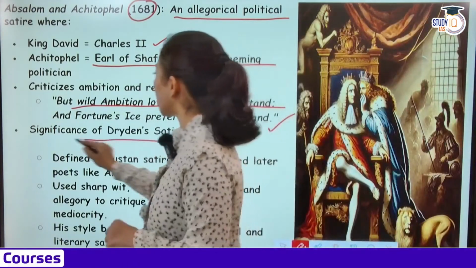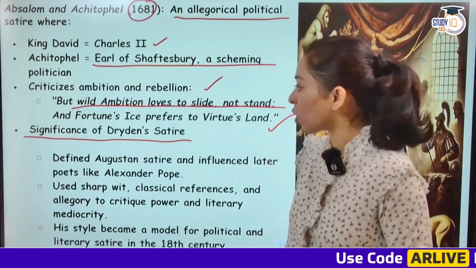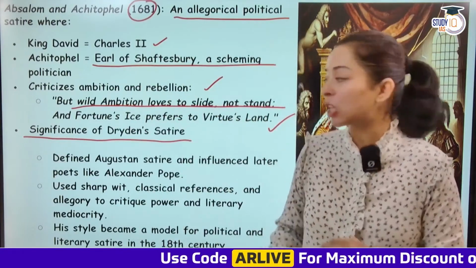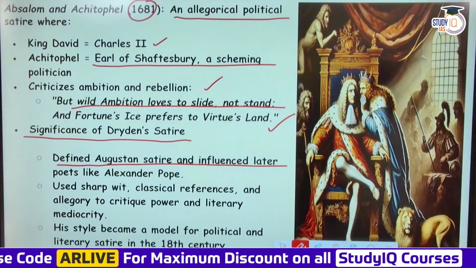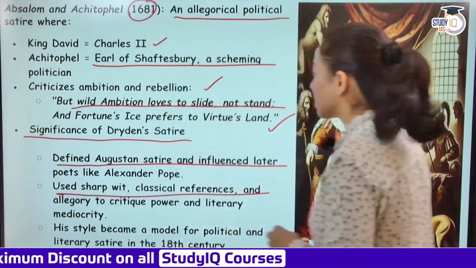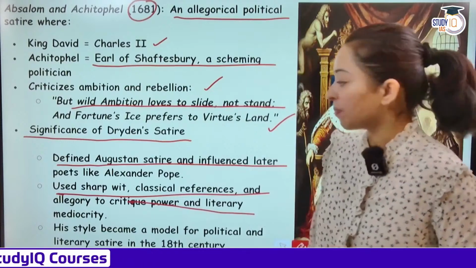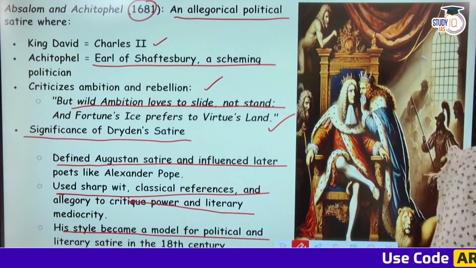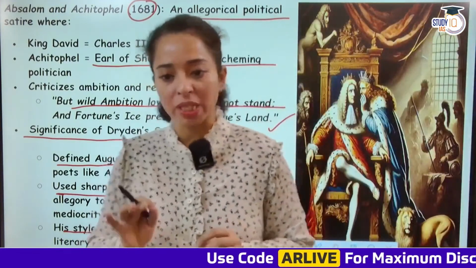Okay, significance of Dryden satire. So these are there. Now, why is Dryden satire so important? Because John Dryden was the one जिसने define किया Augustan satire and influenced later poets like Alexander Pope. He used sharp wit, classical references and allegory to critique power and literary mediocrity, and his style became a model for political and literary satire in the 18th century. So Absalom and Achitophel becomes important there.